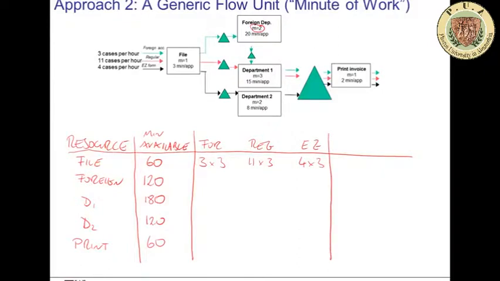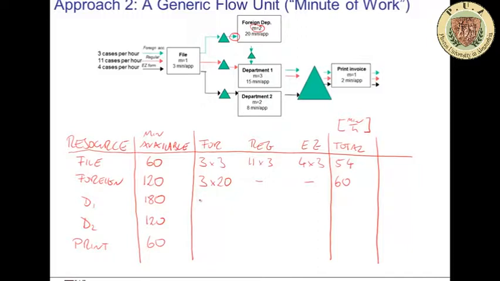This creates a total workload of 54 minutes. So the units here are really minutes of work per hour. In the same way, we can compute that in the foreign department, we have 3 units arriving, just as before, each of them corresponding to 20 minutes of work. This creates a total workload of 60 minutes. There is no workload created in the foreign department by regular units and the easy units.